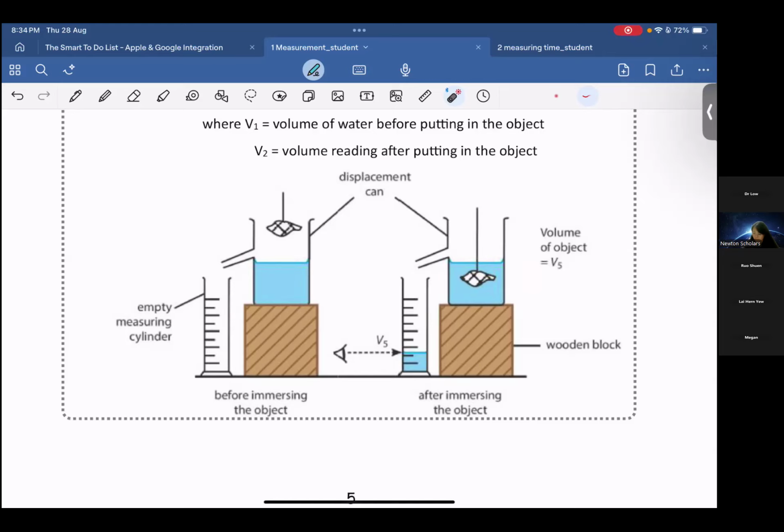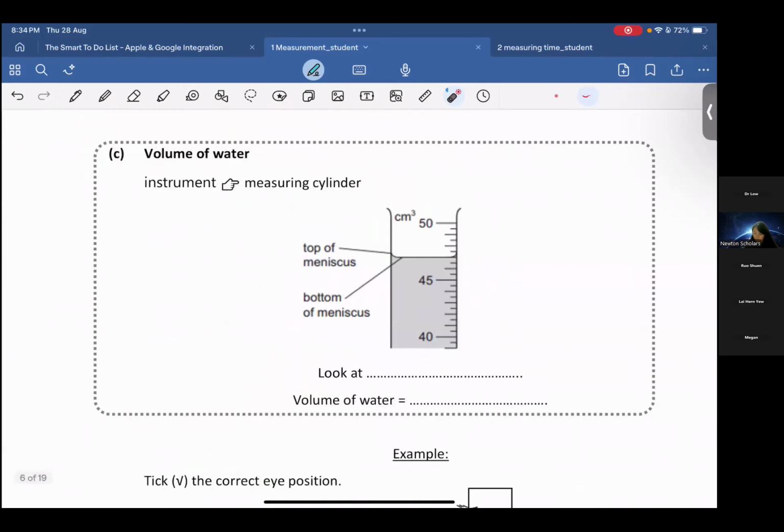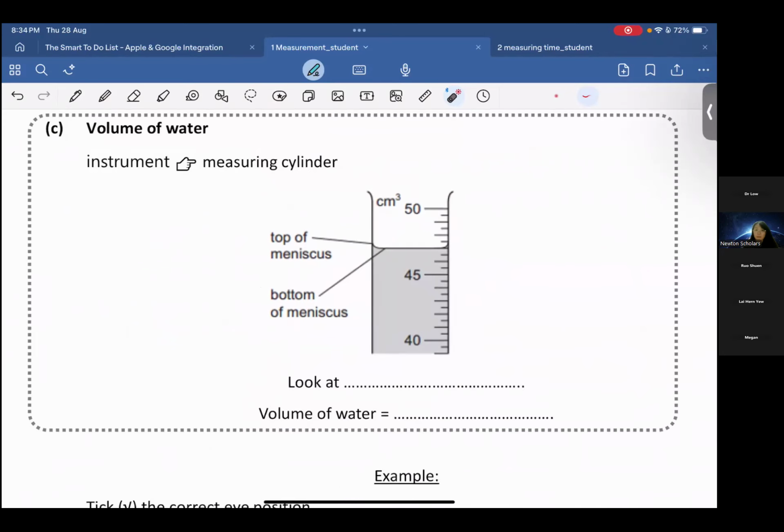Okay, so now we go to your next page, page number 6. We go together. This is the second point that I want to emphasize here. When we use a measuring cylinder, first, our eyes must be perpendicular to the scales. Second, should you look at the top of the meniscus or the bottom of the meniscus? What do you think? Boys and girls, type your answer in the chat box. The top or the bottom?